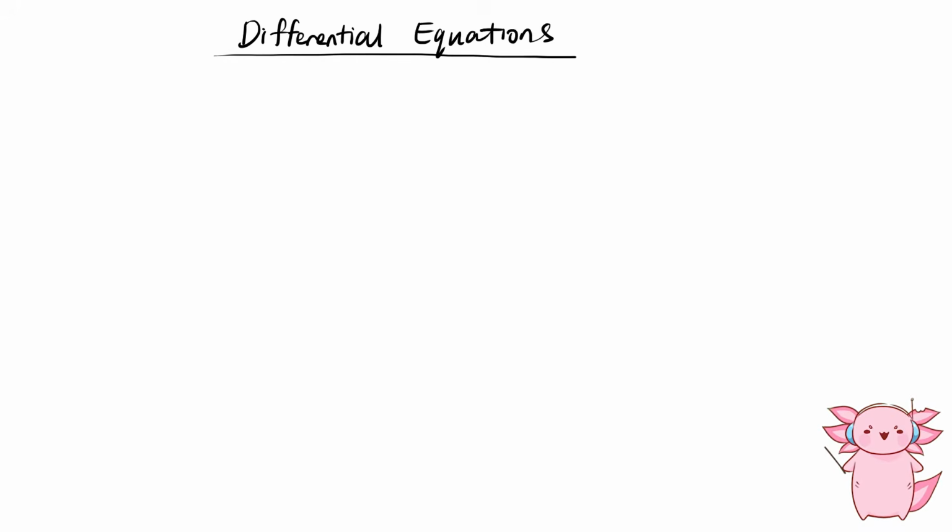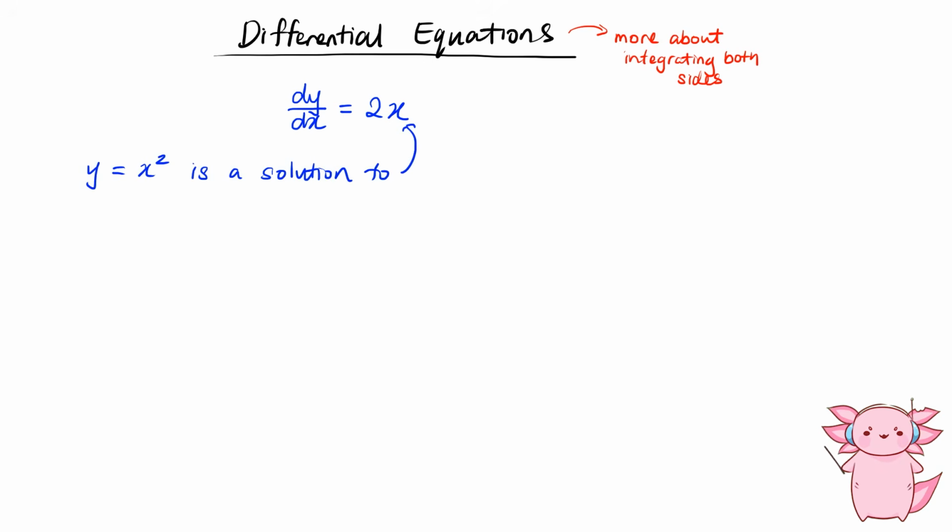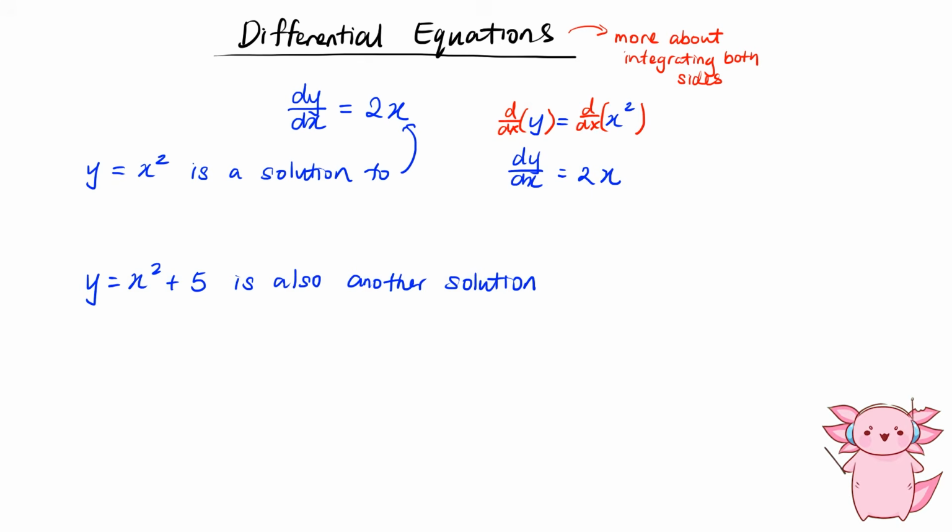Even though this topic is called differential equations, it's actually more related to integration than differentiation. This is a differential equation over here. Now, y equals x squared is a solution to this differential equation, since taking the derivative on both sides gives us dy/dx equals 2x. If you notice, y equals x squared plus 5 is another solution because differentiating this also gives us the same thing.